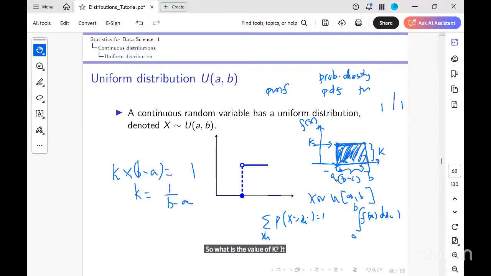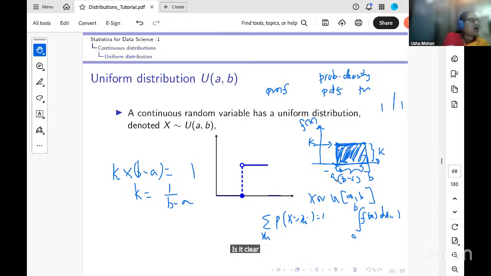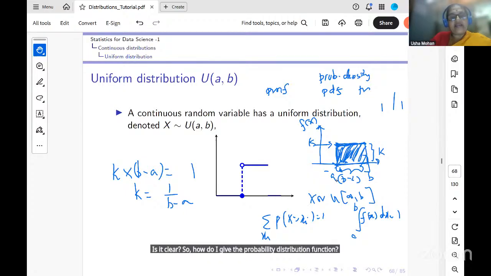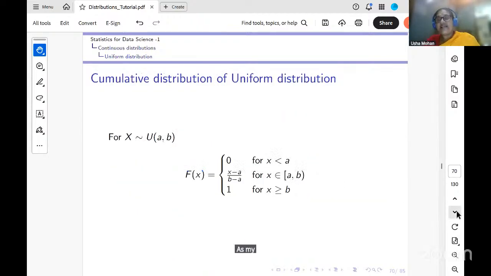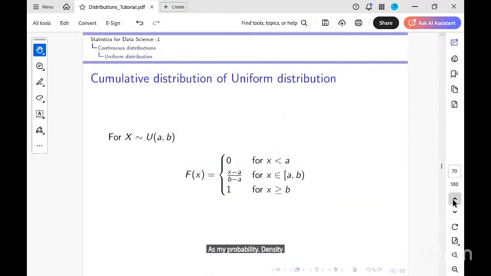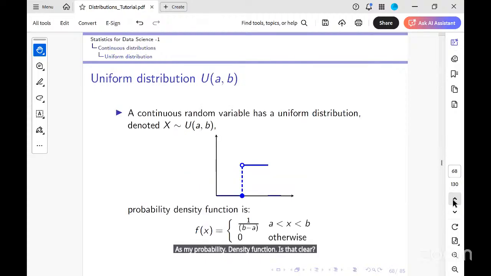1 by B minus A. Is that clear? So how do I give the probability distribution function? I write it as f of x, which is equal to 1 by b minus a for A is less than X is less than B, 0 otherwise. That is what I refer to as my probability density function. Is that clear?